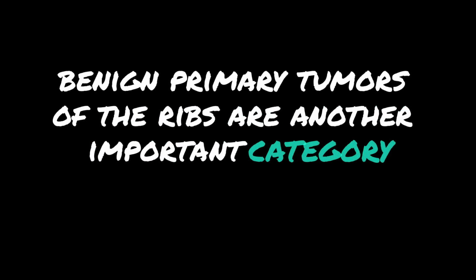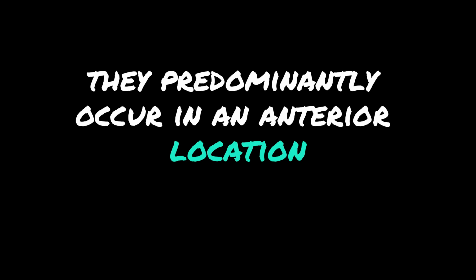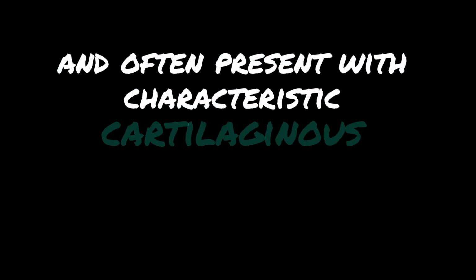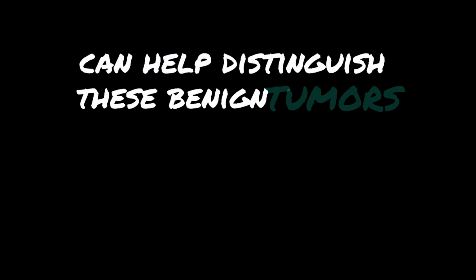Benign primary tumors of the ribs are another important category. Although infrequent, these tumors are most commonly cartilaginous in nature, such as chondromas or osteochondromas. They predominantly occur in an anterior location and often present with characteristic cartilaginous calcifications on imaging. Recognizing these calcifications can help distinguish these benign tumors from more aggressive forms.